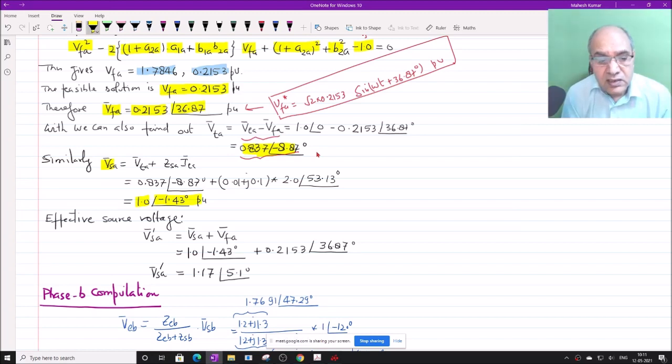If we find the effective source voltage BSA dash, then it is sum of BSA and BFA, which is 1.0 angle of minus 1.43 plus 0.2153 angle of 36.87, and this is actually 1.17 angle of 5.1 degree. Now the angle again ensures that power flows from the source to the load, and this negative angle should not be confused in the sense of the power flow. Okay, the same process is repeated for the phase B.